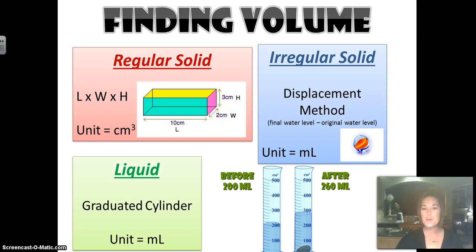And then there's one more way you might find volume, and that's when you're looking for the volume of an irregularly shaped solid.